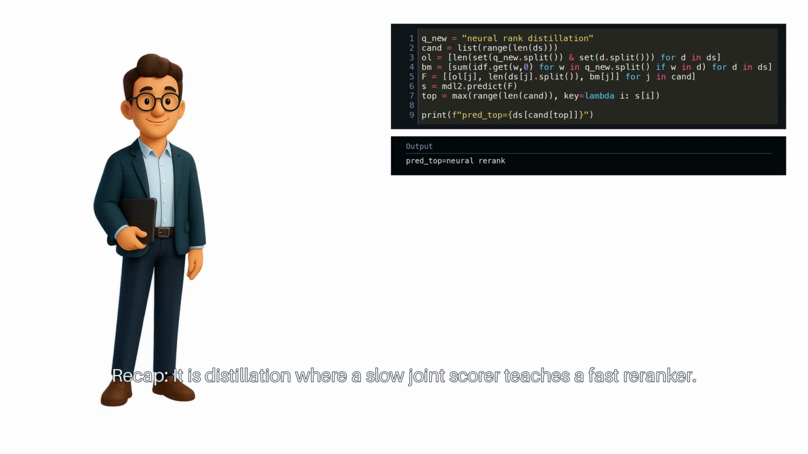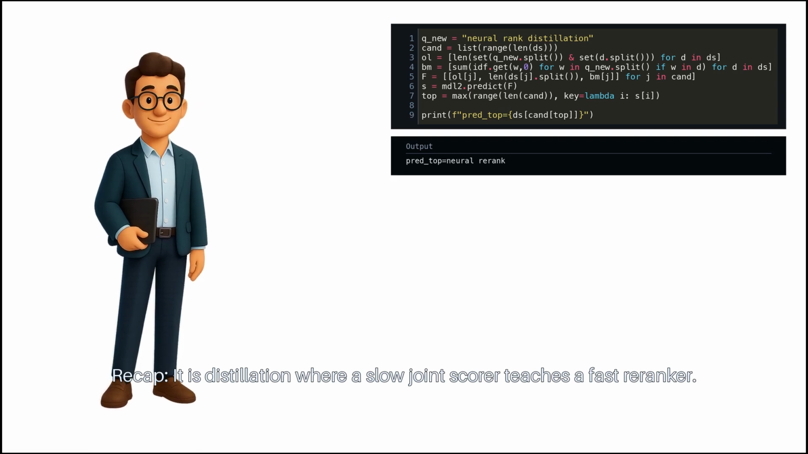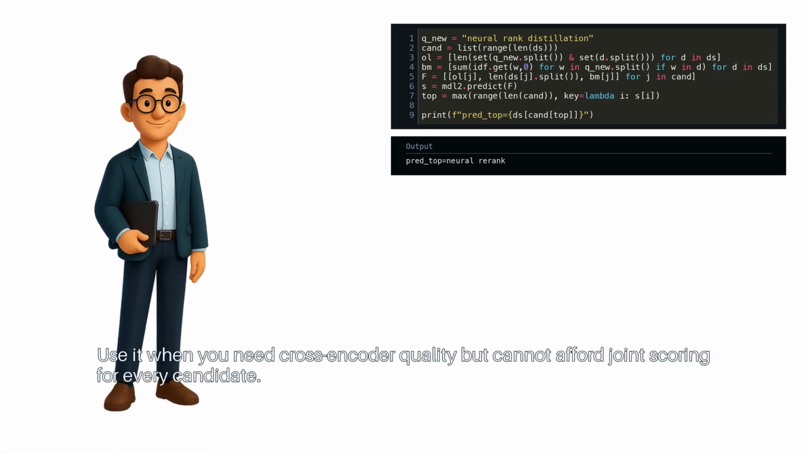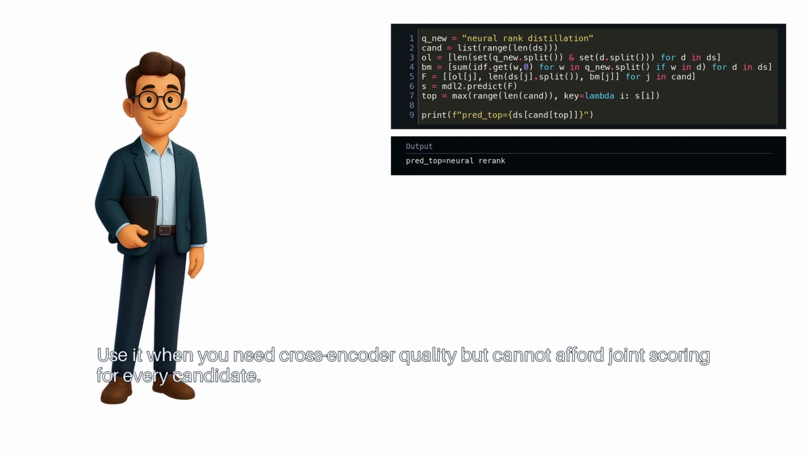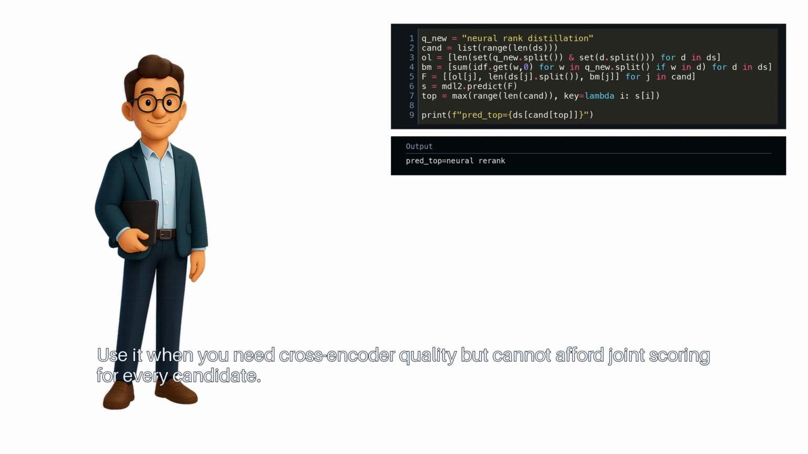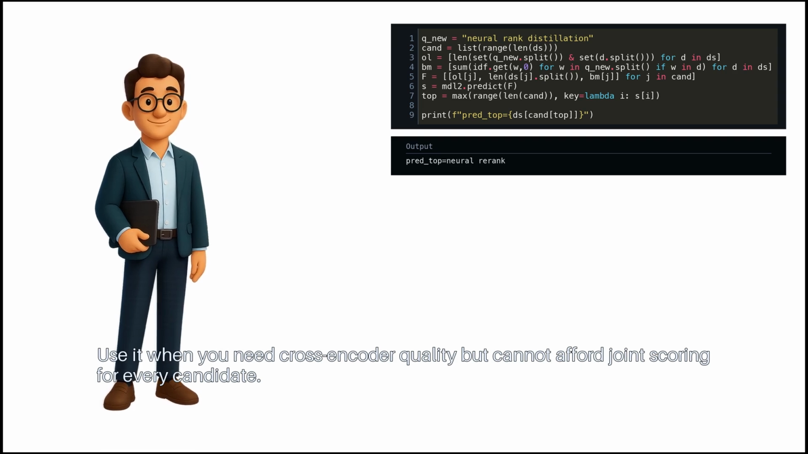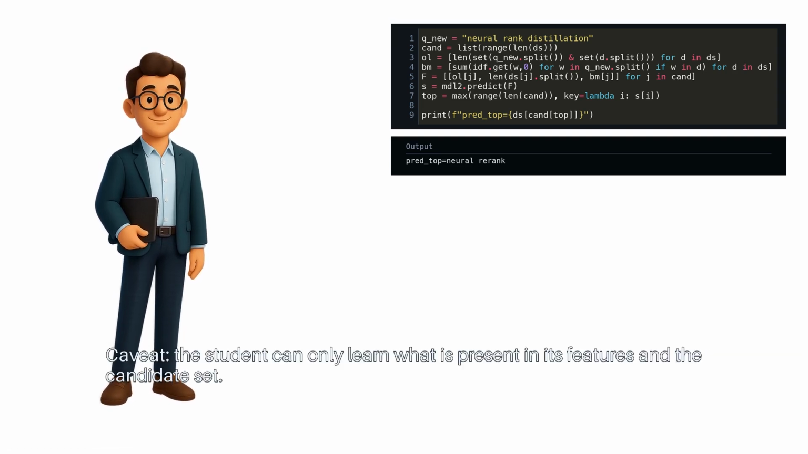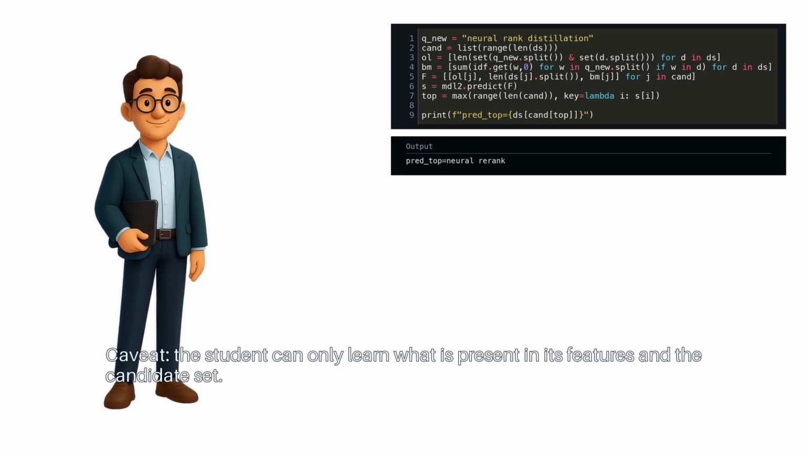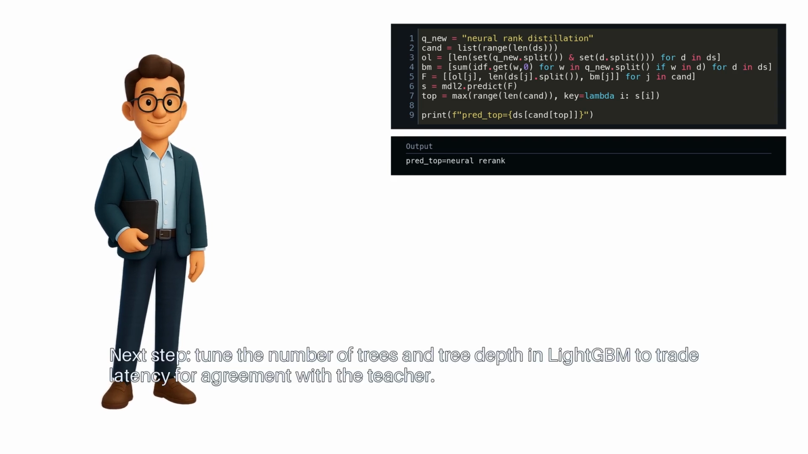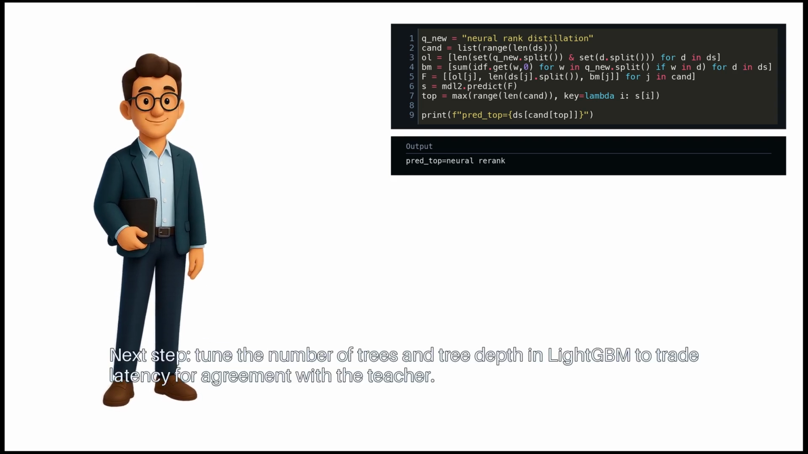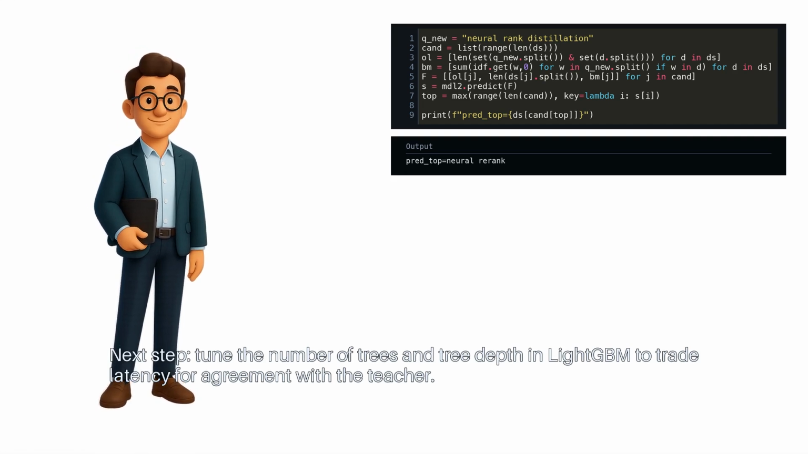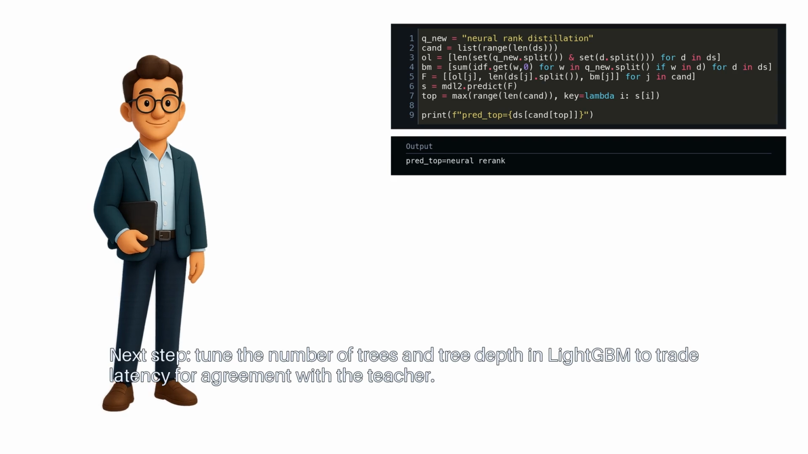Recap. It is distillation where a slow joint scorer teaches a fast re-ranker. Use it when you need cross-encoder quality, but cannot afford joint scoring for every candidate. Caveat. The student can only learn what is present in its features and the candidate set. Next step, tune the number of trees and tree depth in LightGBM to trade latency for agreement with the teacher.